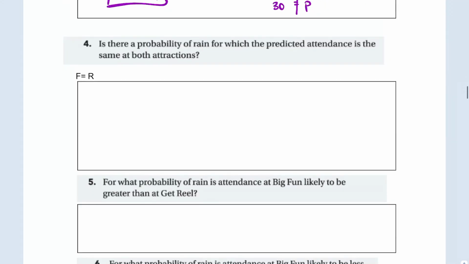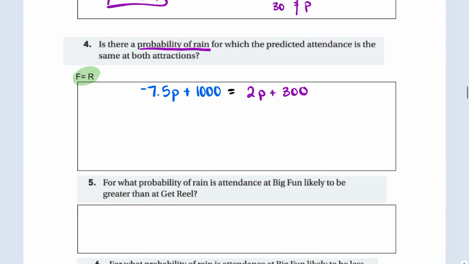All right, question number 4. Is there a probability of rain for which the predicted attendance is the same at both attractions? And we give you guys a hint here. F is equal to R. Do we have equations for F and R? Why, yes, we do. So we are going to write them here, and we're going to set them equal to each other. And that is 2p plus 300. Okay, and the question is asking us, is there a probability of rain for which the predicted attendance is the same? So we need to solve for p.